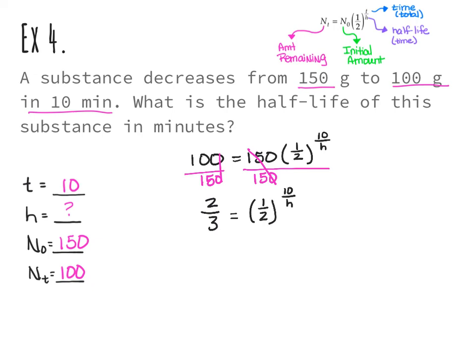To solve for H, I would go back into Desmos and type y equals 2/3 and y equals 1/2 to the 10 over x, and then I would see where those 2 intersect to get my answer. Okay, so once you plug that in and look at Desmos, you can tell that x, or our H for our half-life, is going to be approximately 17 minutes.